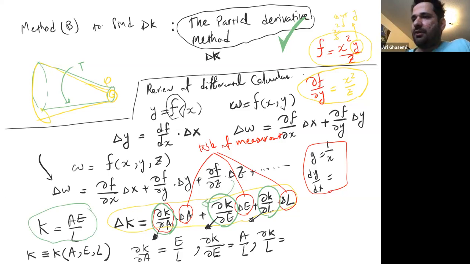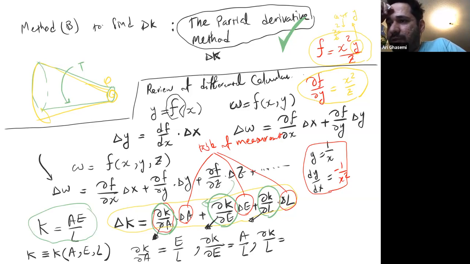Let's go back to this y is 1 over x. Derivative dy over dx is -1 over x squared. Now you may ask, how come? Well, first of all, I wish we had more time so I could teach you this calculus review, but unfortunately we don't have time to go over it. But you do have time. You can, in the weekend, go over your calculus book and review these derivatives and everything.